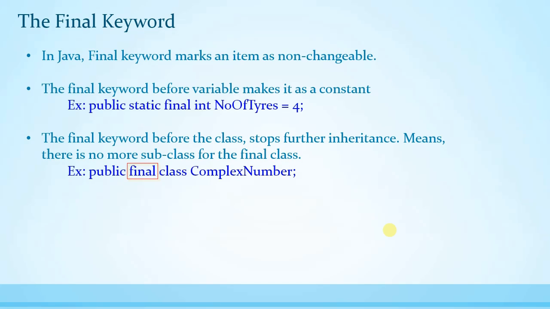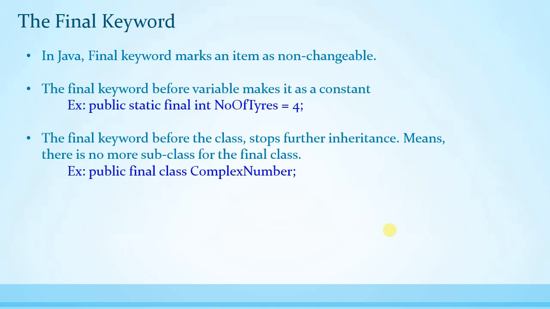Here for example, the final keyword states that complex number is the final class and there is no subclass for this complex number class. But because of the final keyword, complex number may be involved in inheritance. That means it may have a base class, but it will not have any subclasses. It's the final class, with no more inheritance tree beyond this complex number. Or simply, there is no subclass for complex number.